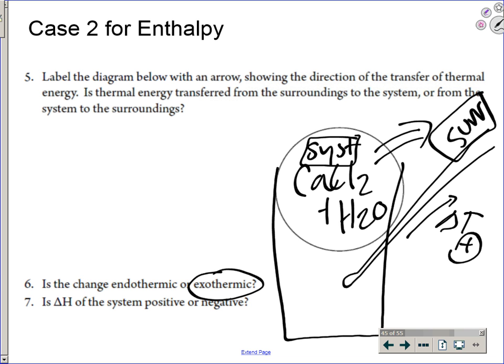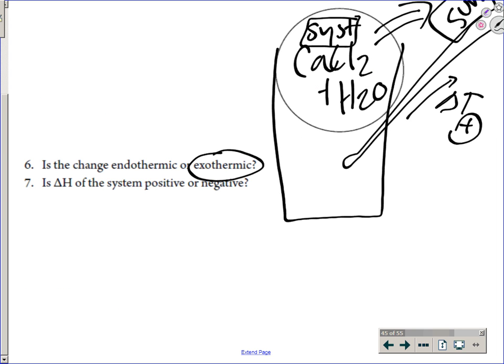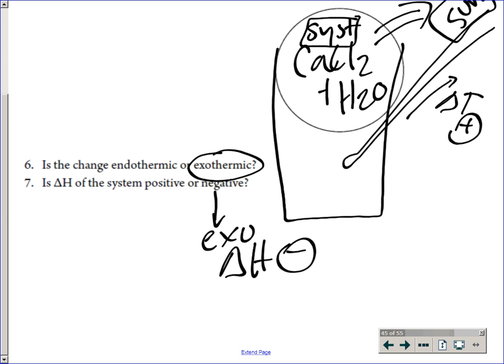So is this delta H positive or negative? Negative. Negative means exothermic, remember that. That delta H is negative. So the energy was lost or released from the system.